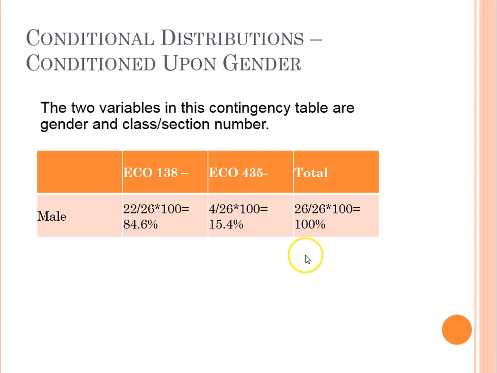So the way that we can calculate this for the students in our data set is we can condition upon gender. So we're going to condition upon the fact that we're only going to look at the male students. And again, we had 26 male students, and of them, 22 were undergraduates and 4 were graduate students. So these percentages then correspond to the fact that we're only looking at male students.